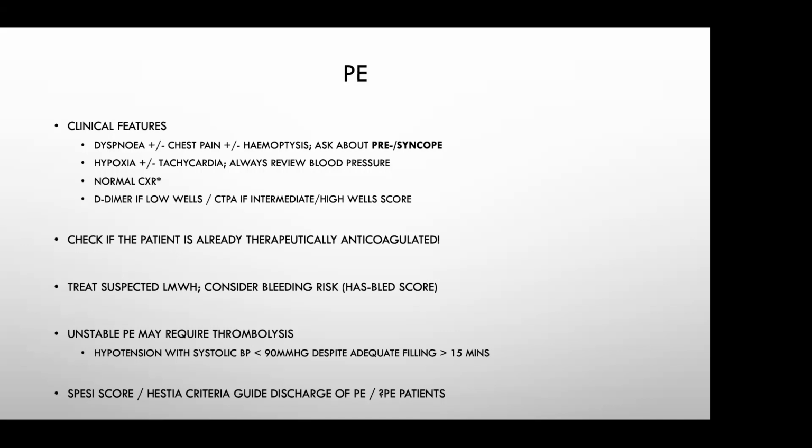Worth asking if they're already warfarinized or on a DOAC, because if they are, again, it's extremely unlikely they've got a PE. If you're going to anticoagulate them, think about their bleeding risk. The HAS-BLED score is a good way of doing that.